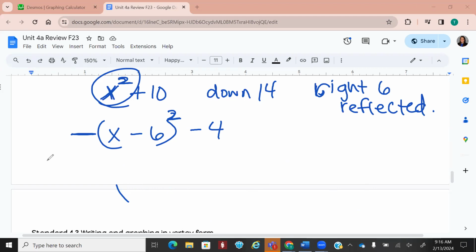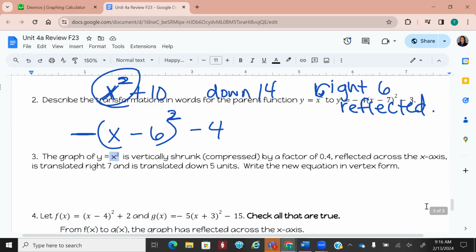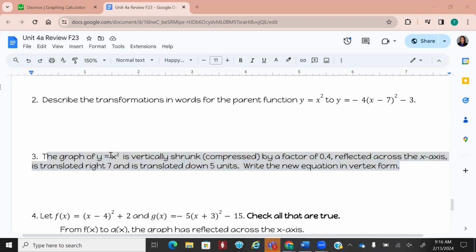Questions on that? Okay, so one question is going to be like this, where they give you a description and you write it. I need you to pay attention to whether they're talking about the parent function or if they're giving you some other function to compare it to. And then one is going to be like this, where they give you the equation and they say, hey, tell me the transformation. Any questions?